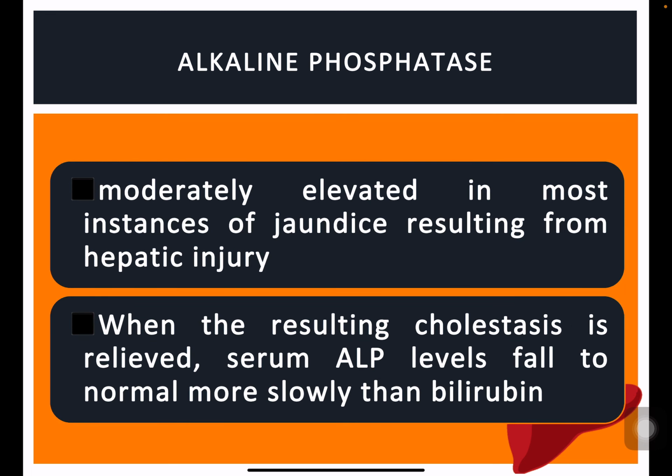It is also moderately elevated in most instances of jaundice resulting from hepatic injury, and when the resulting cholestasis is relieved, the serum ALP levels fall to normal more slowly compared to bilirubin.